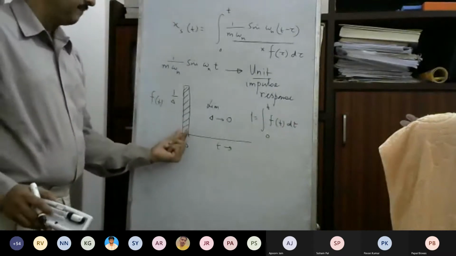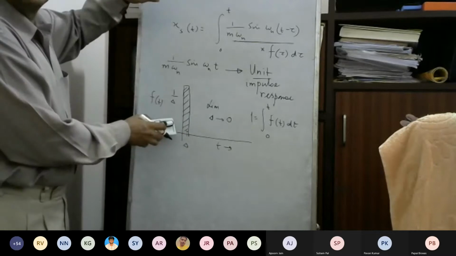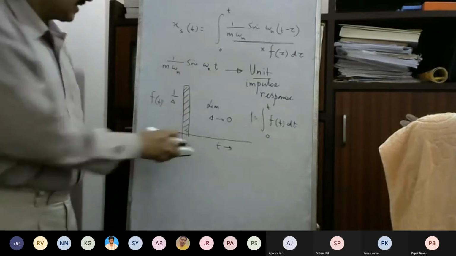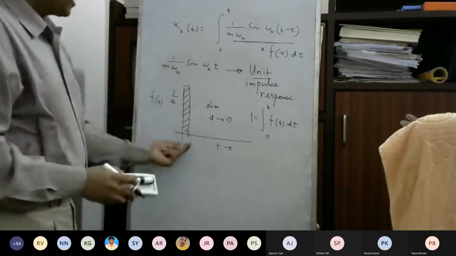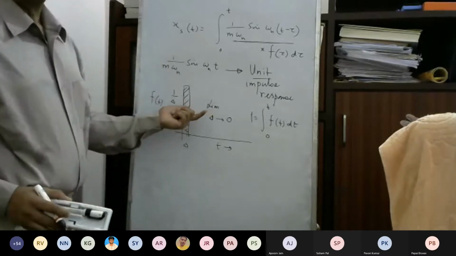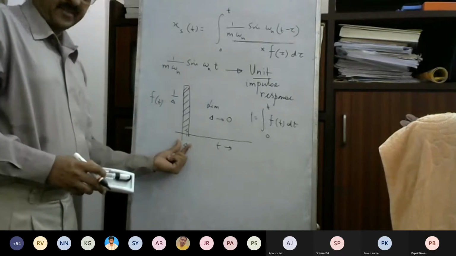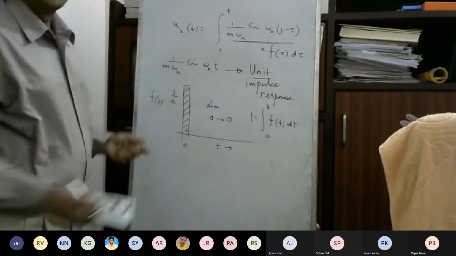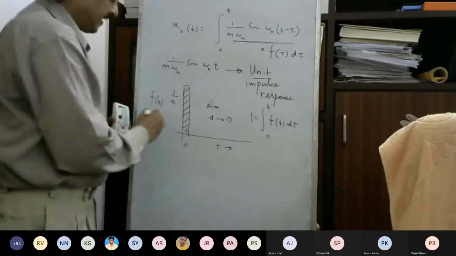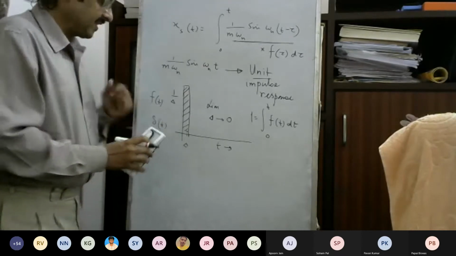But what is the uniqueness of this? Whatever be the value of delta and the height, the impulse of the force is exactly equal to 1, because this is delta and this is 1 by delta. So delta is going to 0 and the height is going to infinity, and the product becomes a finite value equal to 1. This particular function, defined over a very small time delta with a very large magnitude, satisfying the condition that the area under this curve is 1, is mathematically denoted as the Dirac delta function.